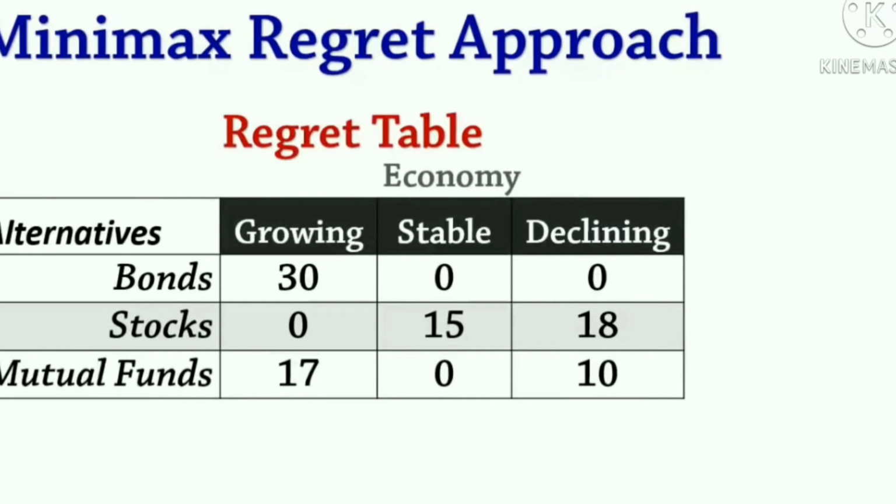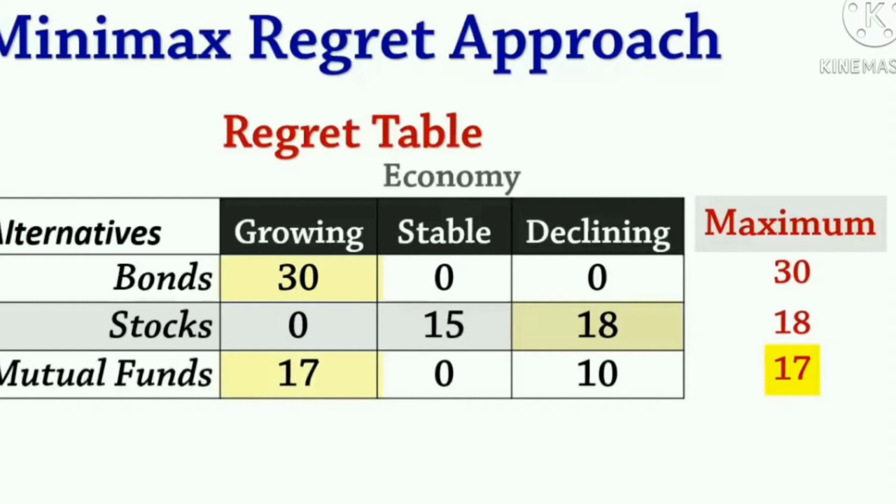Here is the regret table. Since the decision is to be made based on minimax regret, we first determine the maximum regret for each alternative and then choose the minimum. For bonds, the maximum regret is 30. For stocks, it is 18, and for mutual funds, it is 17. The minimum of these maximum regrets is 17. The decision is to invest in mutual funds.